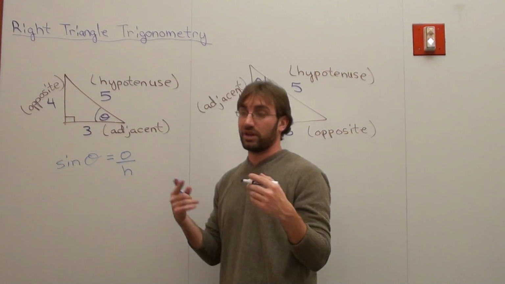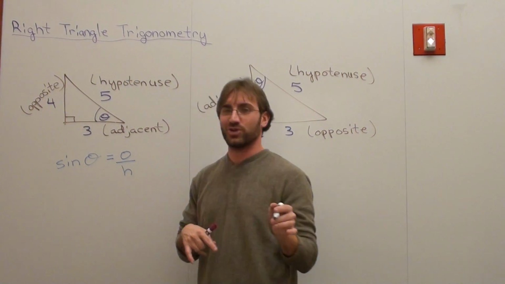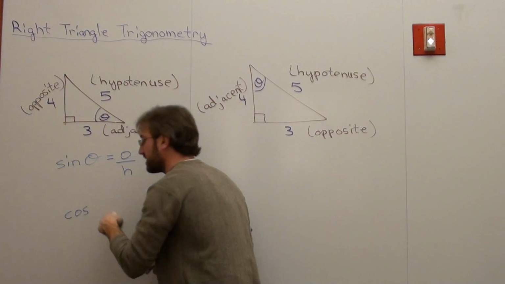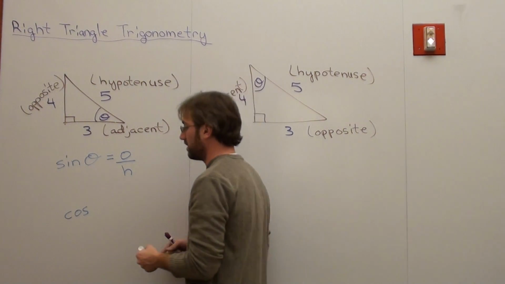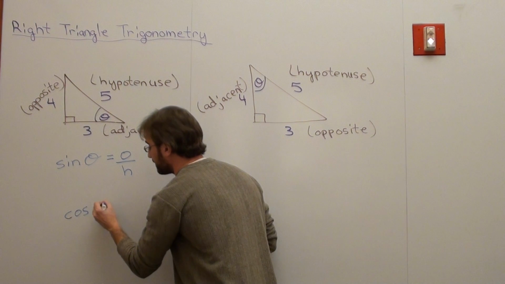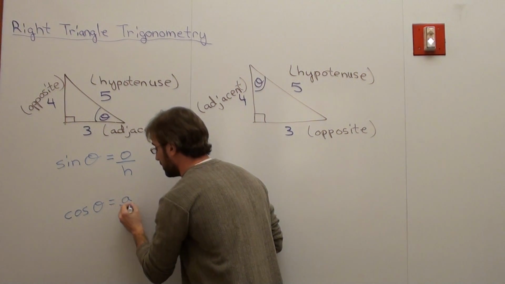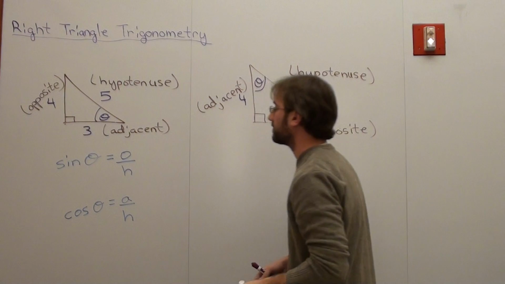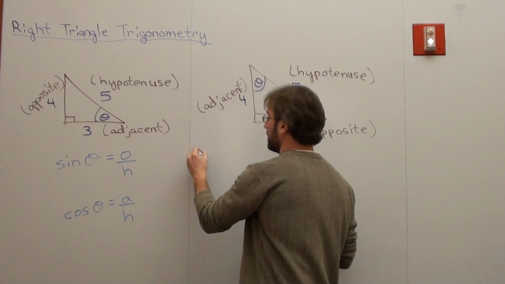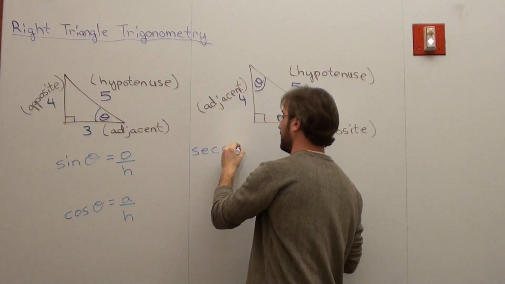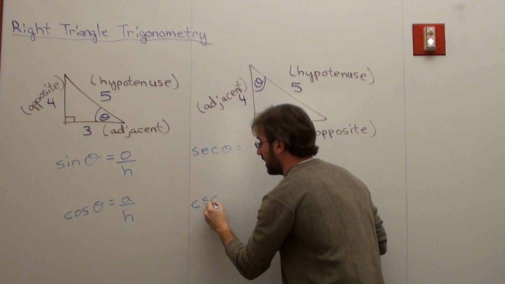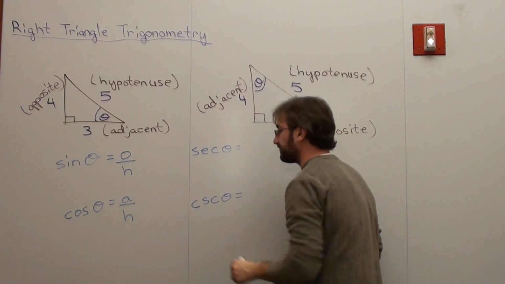The other one of the trigonometric functions, pardon me, is the cosine. Spelled like sine, except there's a co in front of it. But we only abbreviate it as COS. And basically what that says is the cosine of an angle equals the adjacent over the hypotenuse. Next one we have is the secant of an angle. And we have the cosecant of an angle.